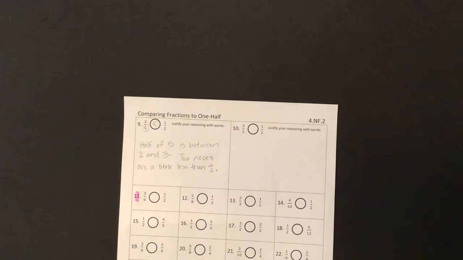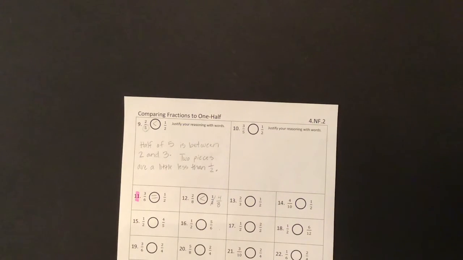3/6 compared to 1/2. Now we know that 3 pieces out of 6 pieces, that is equal to a half. That's equivalent. So we can put an equal sign. Number 12, 2/8 compared to 1/2. I know that if I have 4/8, that's equal to a half. And if you would like to, you can even cross that out and write 4/8. I know that 2 pieces is less than 4 pieces, so that would be less than.